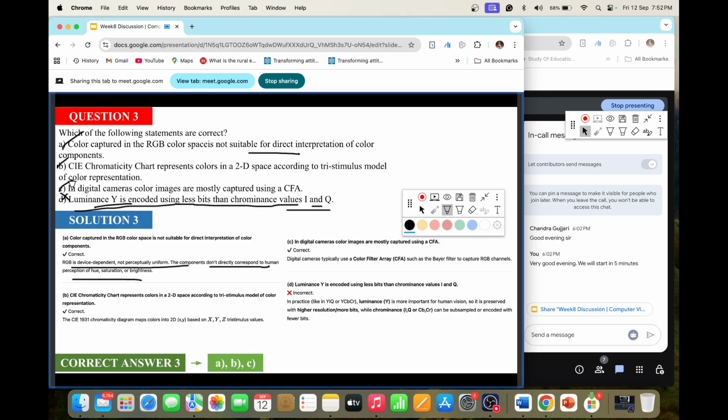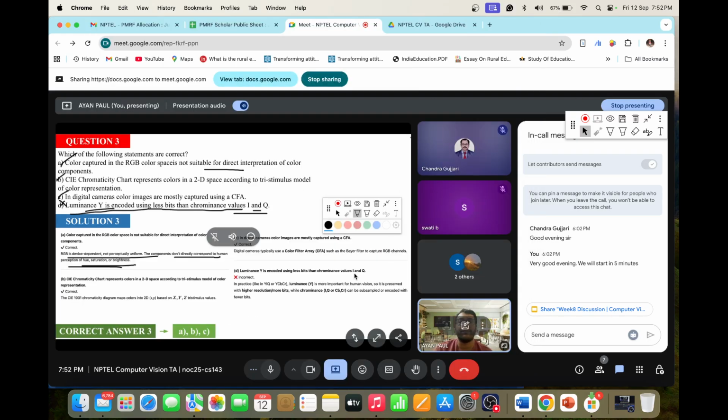B and C are already correct, and option A is true because RGB is device dependent, not perceptually uniform. The color components don't directly correspond to human perception of hue, saturation or brightness. So that is why A, B and C are the correct options. To get the hue, saturation and brightness, either we convert it into HSV space or this YIQ model, YCbCr model. So is it clear to all of you?